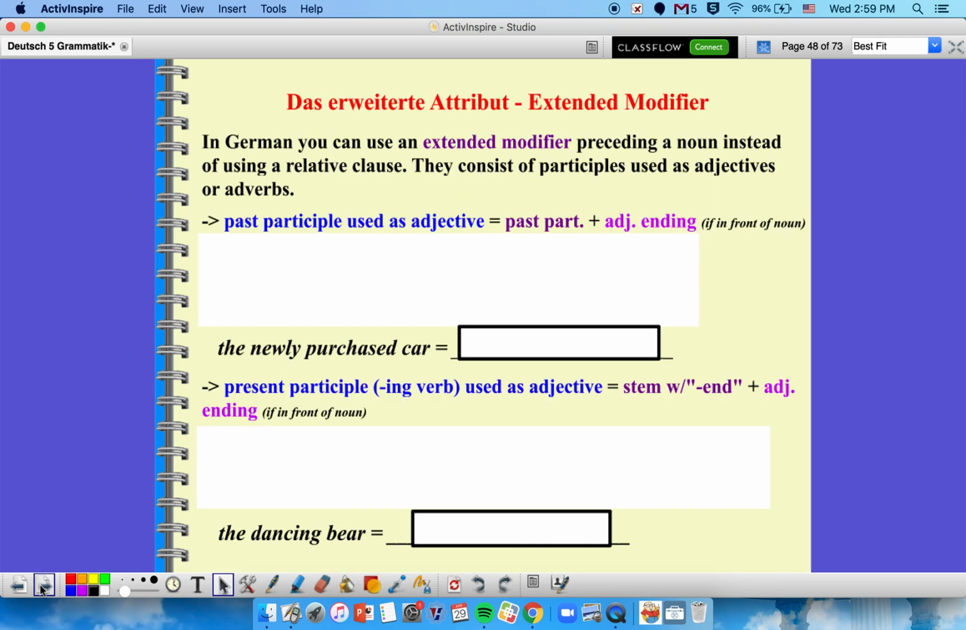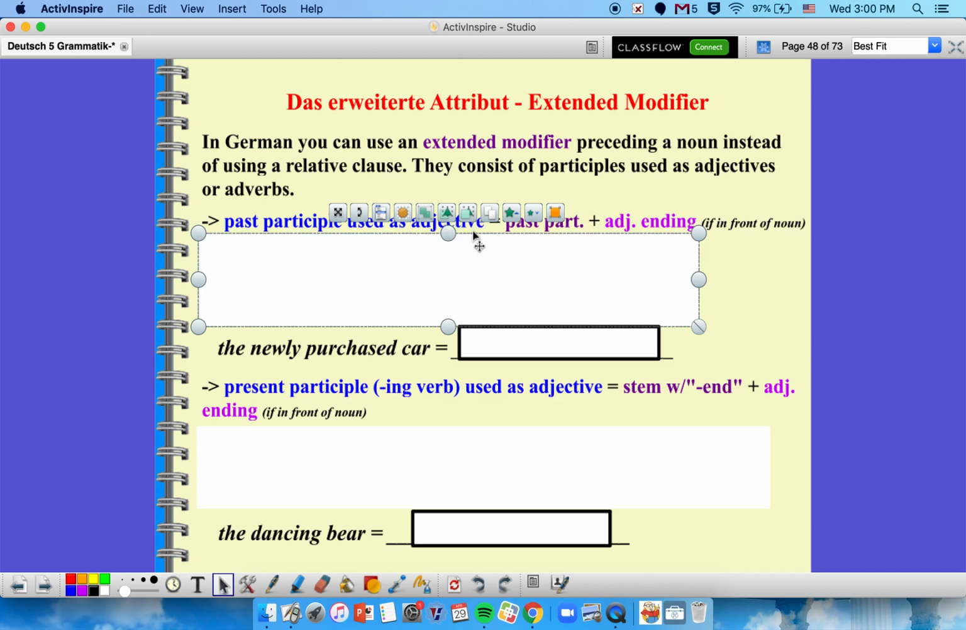Okay. So das erweiterte Attribut is an extended modifier. We do have some extended modifiers in English, but in German you can use them a lot more broadly. So instead of using relative clauses, you can oftentimes take a bunch of information and just plug it in as an extended modifier. So you can use participles, so past participles or present participles like ing verbs, and use those as adjectives or adverbs in front of a noun. So the way you do it is you just take the past participle and slap an adjective ending on it if it's in front of a noun, and that's really all you have to do.